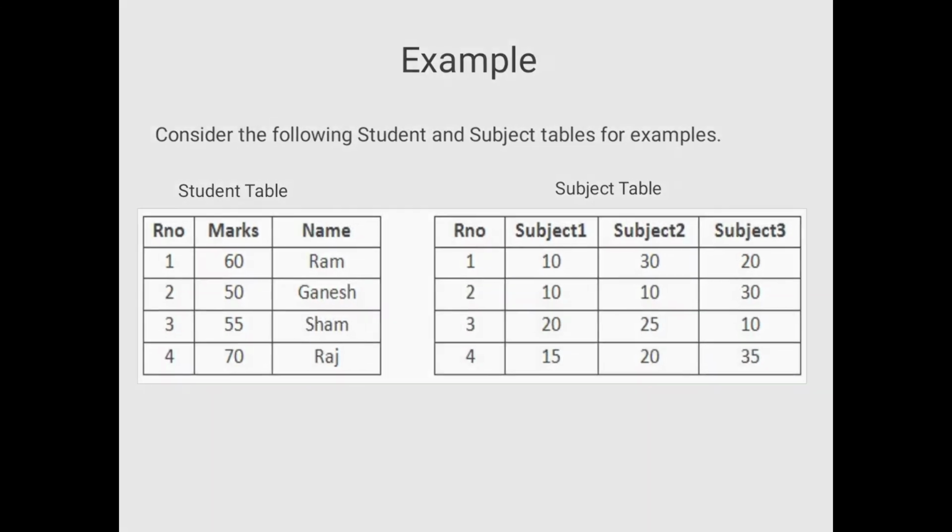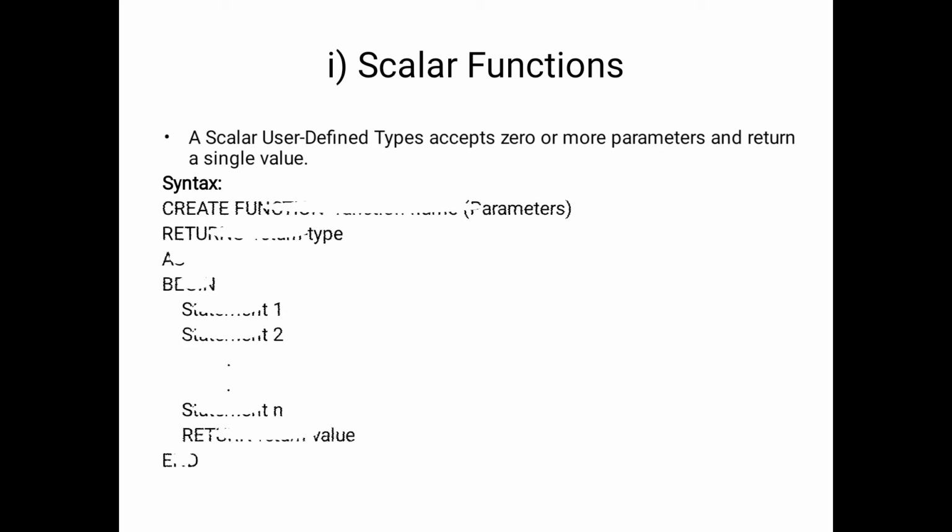Now we will move to the first type of user defined functions, that is scalar functions. Please observe the meaning of scalar functions here. It accepts 0 or more parameters but it returns only a single value. That means with the help of scalar functions we will retrieve the information of any one field of values only. Please observe the syntax here.